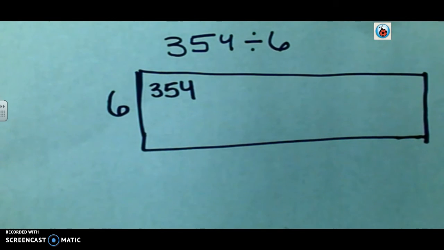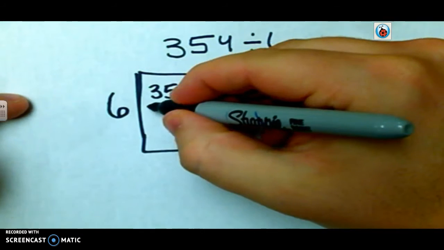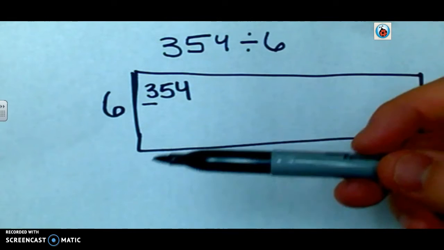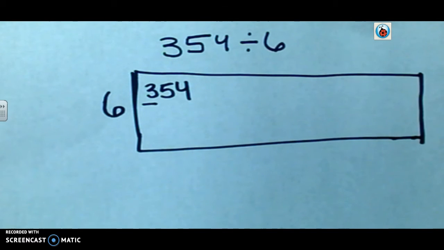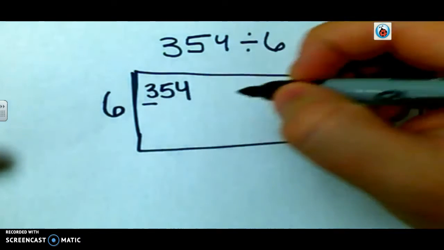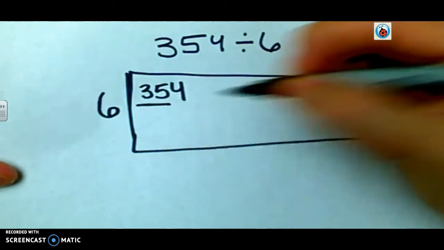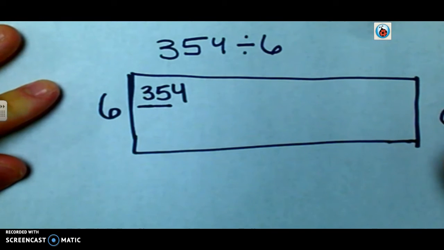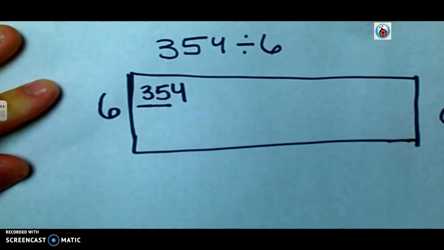Now step 2 is to think, what can I multiply 6 by to get close to 354? So we look at the hundreds place. We understand that the hundreds place is now smaller than the 6 if we're just going by the digits. So we need to look at the hundreds and the tens. So what times 6 will get us close to 35? Well, I know 6 times 6 is 36, which is too much. So if I go 1 down, 6 times 5 is 30.